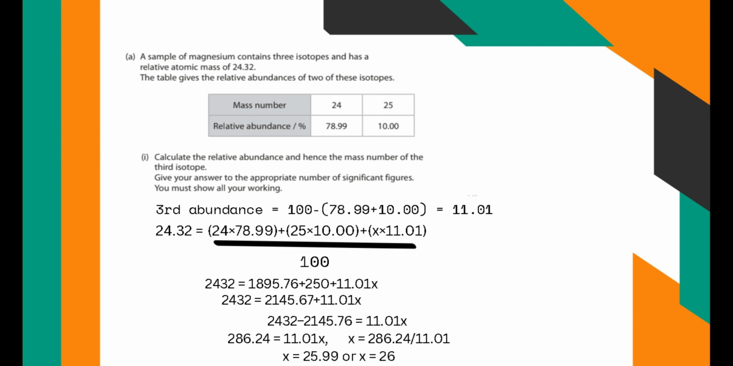Now it will be 2432 equals 1895.76 plus 250 plus 11.01X. 1895.76 plus 250 is 2145.67. We will shift it to the other side and subtract it from 2432, which will be 286.24. Now we divide it by 11.01 to get the value for X. We get 25.99, round off to 26.